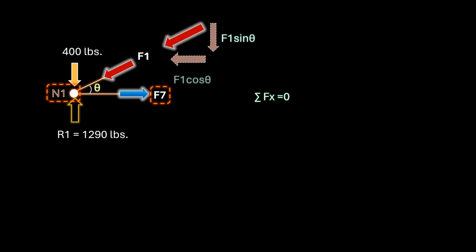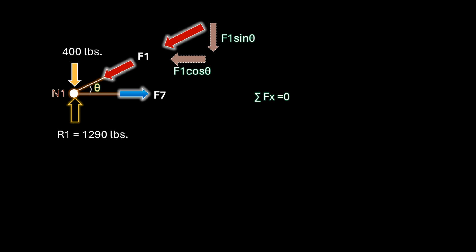Let us now solve for F7. F7 is a purely horizontal force. We will therefore consider the equilibrium equation in the horizontal direction. All forces in the horizontal direction will add up to 0. The only forces acting at node 1 in the horizontal direction are F7 and the horizontal component of F1. We do not have a horizontal reaction because we provided a pin support on one end and roller support to the other end, thereby preventing the development of horizontal reactions.